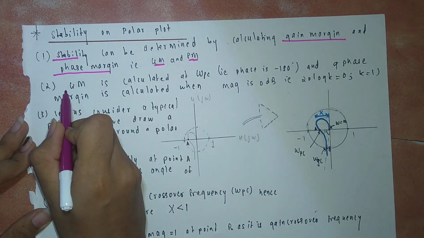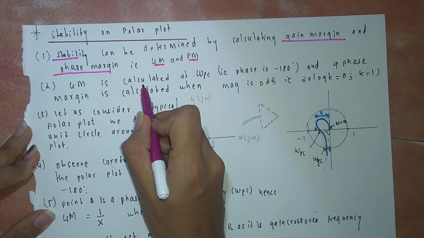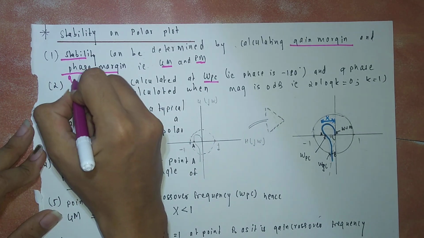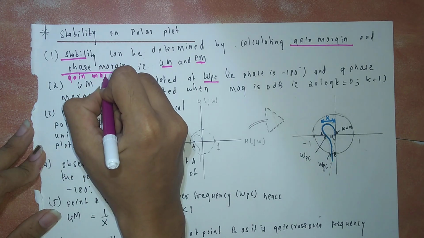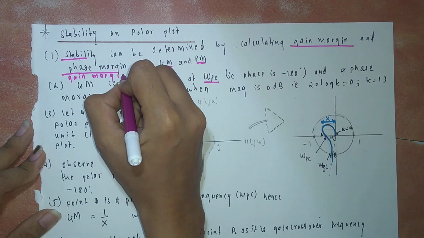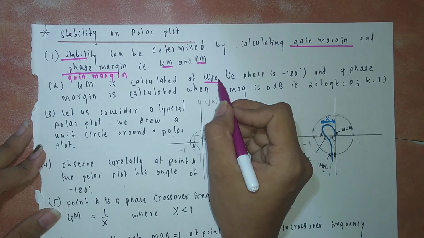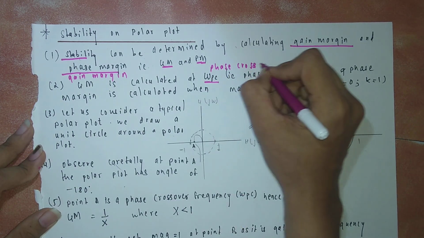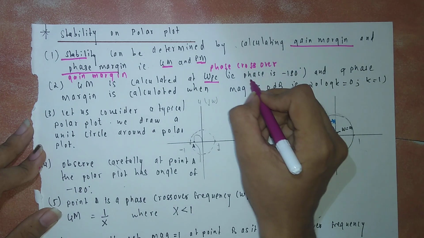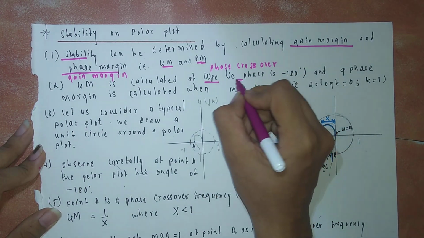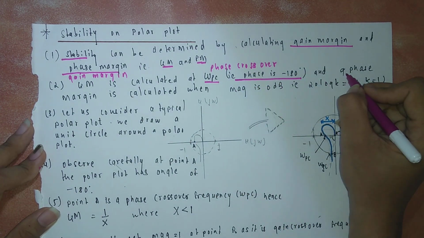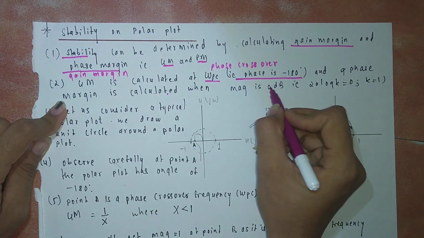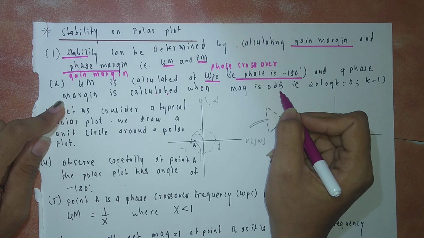Now our second point is gain margin is calculated at omega PC. This is the definition of gain margin, that gain margin is always calculated, guys, at omega PC, that is phase crossover frequency. Phase crossover frequency, that is at this frequency the phase is minus 180 degree, and phase margin is calculated when magnitude is 0 dB. This is the definition of phase margin.